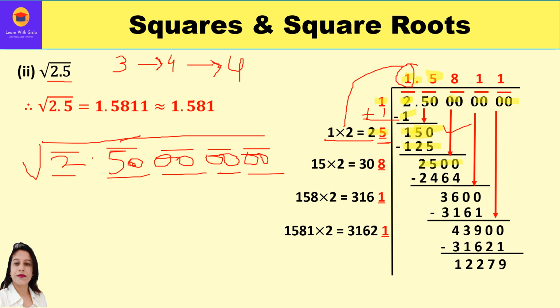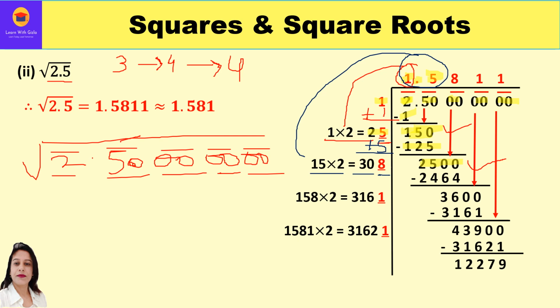Bring down the next period 0, 0. Now the new dividend which we have is 2500, for which we need a divisor. So we will take the next quotient. Quotient is 15 over here. Now 15 we will double it. 15 into 2 is 30. Put a blank, or you could have simply added 5 over here. 25 plus 5 is also 30.